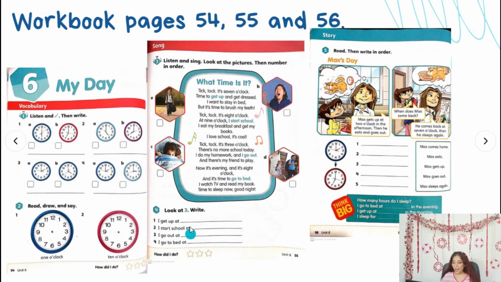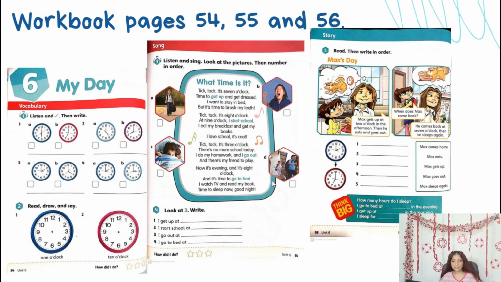I start school at, and you are going to find in the song, I start school at, and that's the same that you are going to do with number 3, I go out at, number 4, I go to bed at, and that's it, okay? So activity 5, read, then write in order.